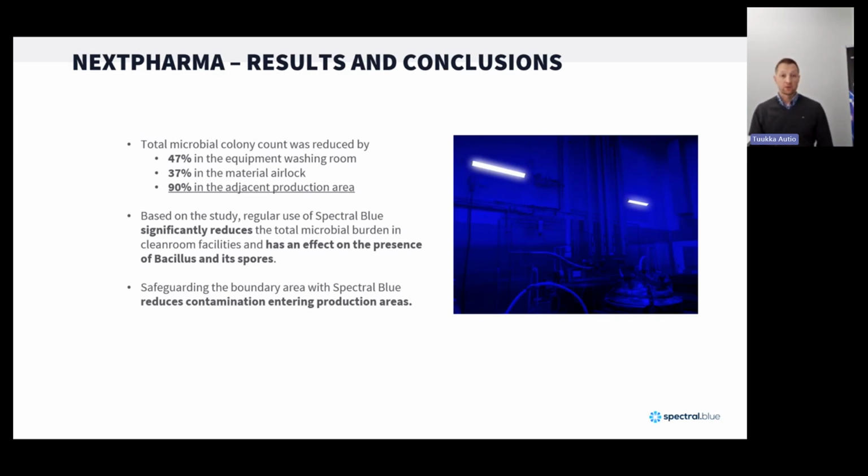And here is how the results look. In the equipment washing room, the first room, they were able to push down the microbe levels by 47%. In the material airlock, they were able to push the levels down by 37%. But what's really great is that in the adjacent production area that we try to safeguard with this system, they observed a 90% reduction of contamination entering. So based on this study, we can say that equipping these airlocks with spectral blue has a significant effect on the amount of microbes that can enter through the airlock to the production area.